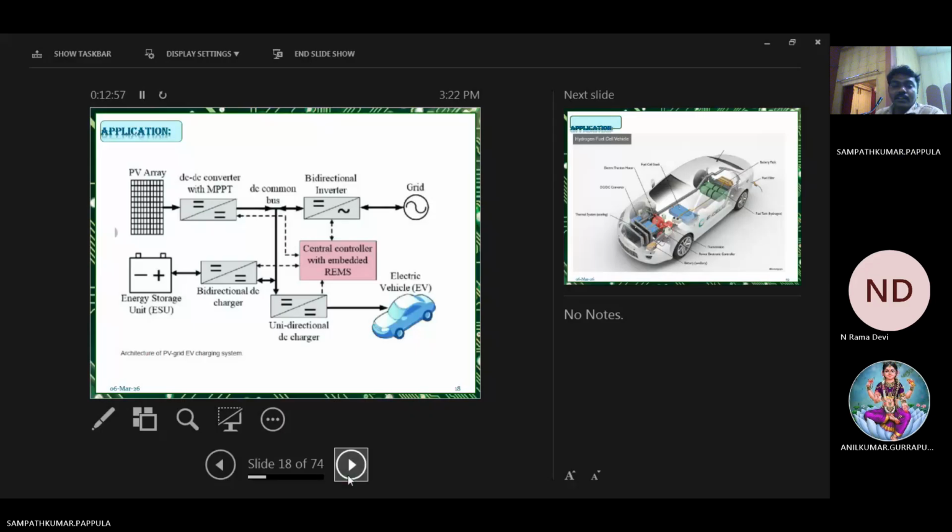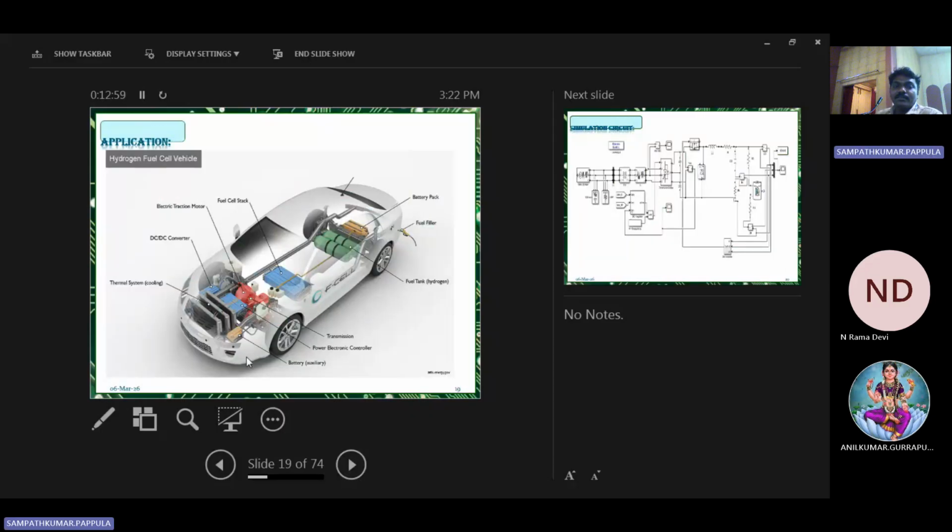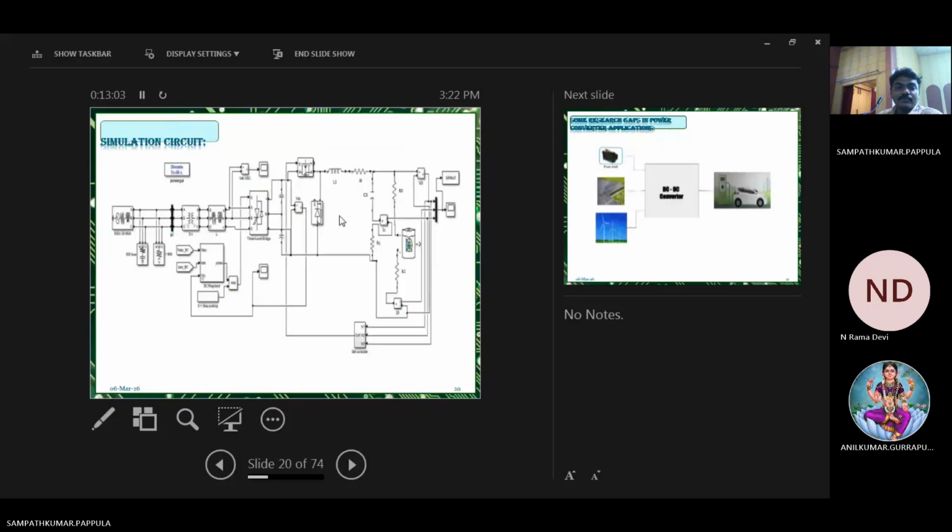Okay, so this is the hydrogen fuel cell charging, and this is the simulation network to charge the electrical vehicle battery. Here I am getting the supply from the DC source, and here I am using some DC to DC converter, and here I am using some controller to get the desired output from the converter to charge the electrical vehicle battery.